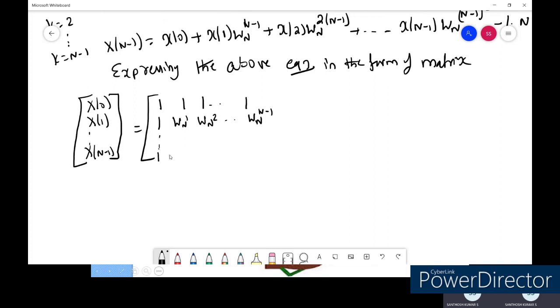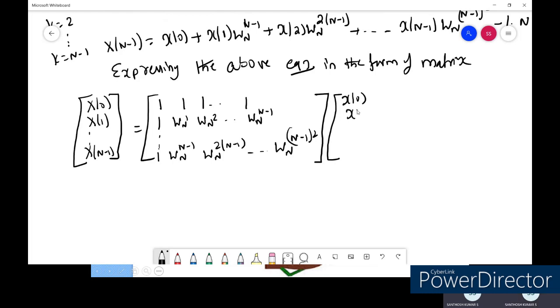Similarly, we get 1, omega to the power of N minus 1, omega to the power of 2 into N minus 1, and so on up to omega to the power of N minus 1 the whole square. So this is the square matrix we got here, and we have the other column matrix, which will be the matrix of x of 0, x of 1 and so on up to x of N minus 1.